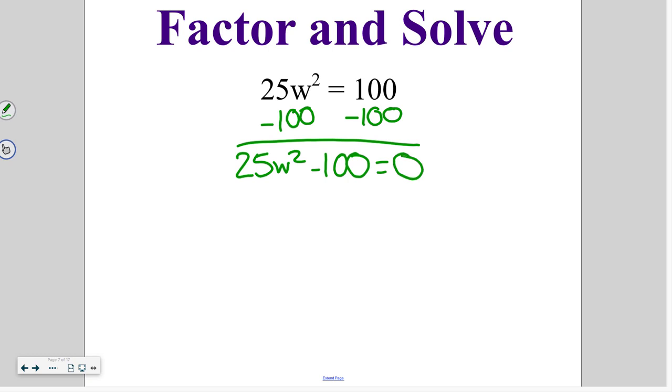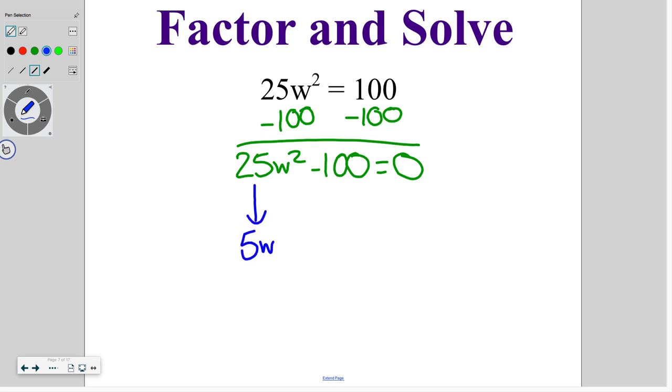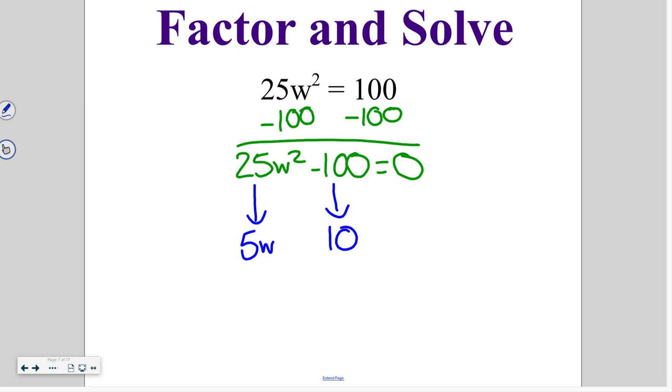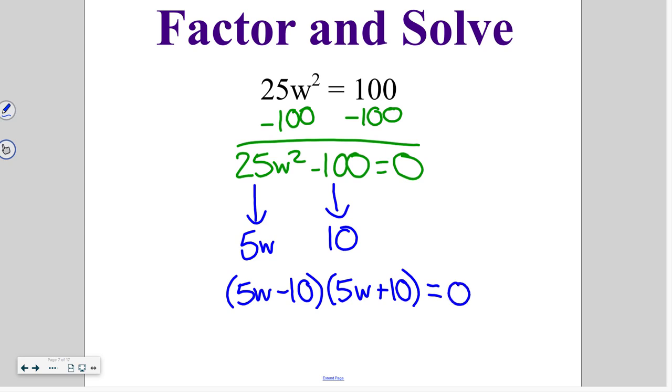Now, since we have 2 terms being subtracted, we want to check for square roots. 25 can be square rooted, as can w squared, and we get 5w. 100 we can take the square root of and get 10. So now we're going to take our factors, 5w minus 10 and 5w plus 10. And those are going to get set equal to 0.